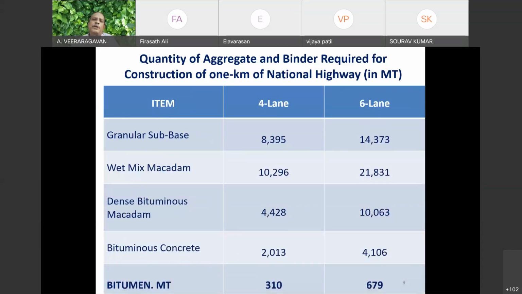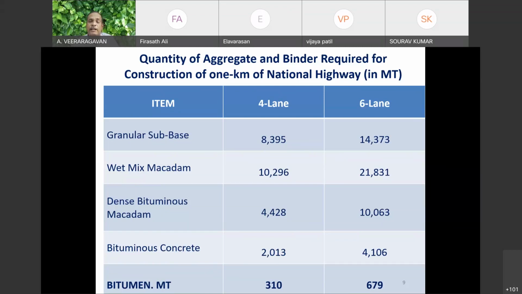For example, how much quantity of aggregates are required for the construction? If you want to construct a 4-lane highway, we require nearly about 8,395 metric tons of aggregates for 1 kilometer of a national highway for a 4-lane. When it becomes 6-lane, it becomes 14,000 metric tons. Even for wet mix macadam, I require 21,000 metric tons.